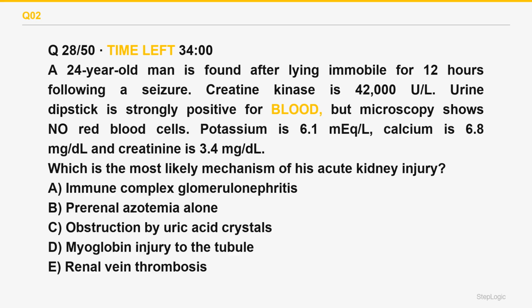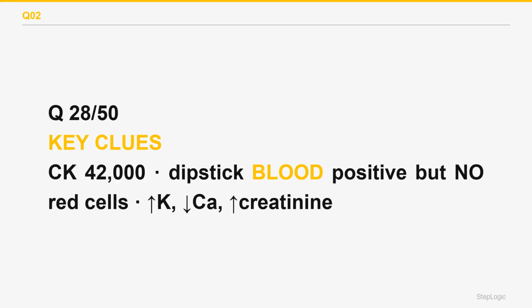Read the command: the mechanism of the injury. The dipstick and the microscopy disagree, and that disagreement is the diagnosis. Prolonged immobility crushes and lyses skeletal muscle, releasing its contents. Myoglobin is filtered and is directly toxic to tubular epithelium, and it also precipitates within tubules, producing pigment-induced acute tubular necrosis.